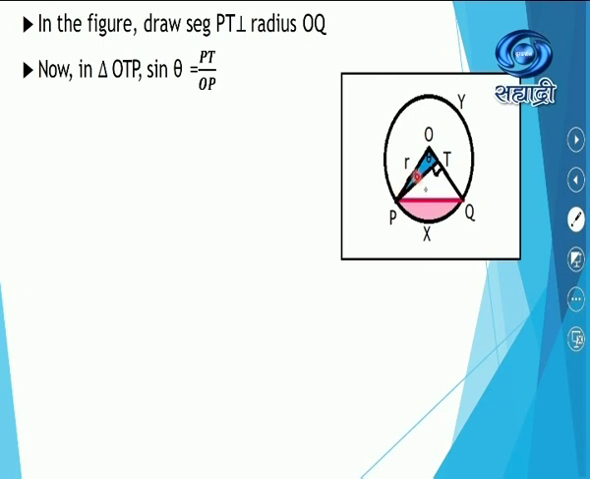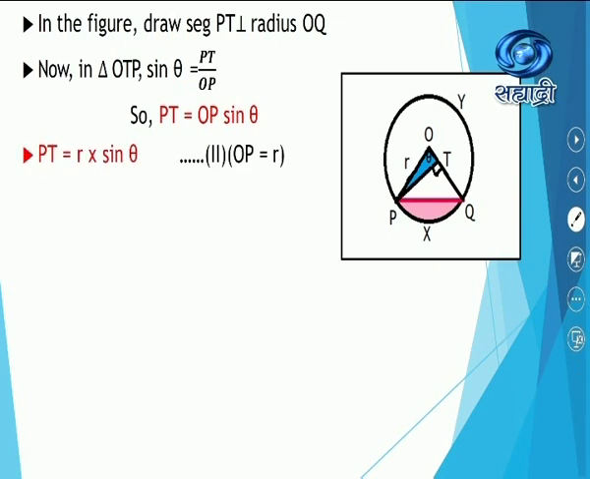Therefore, look at the smaller triangle which is blue in color, triangle OTP. In trigonometry, you have studied the sine ratio. Sine theta is equal to opposite side upon hypotenuse. So here the opposite side of the theta is PT and hypotenuse is OP. So PT is equal to OP into sine theta. Therefore, PT is equal to, OP is nothing but the radius of the circle, therefore, R into sine theta.